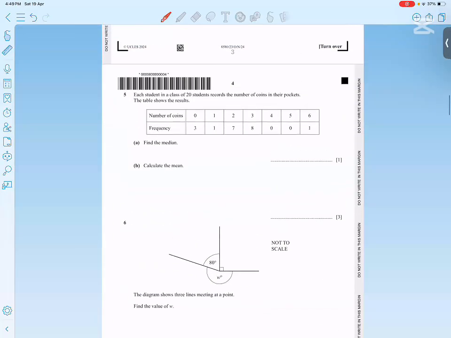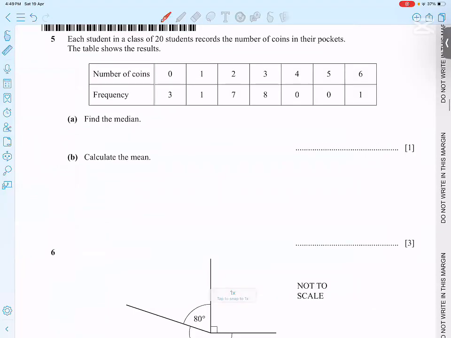Question number 5, first of all, I'm doing question 5 now. So what is question 5? Each student in a class, 20 students are recorded. Total, it means if you add them all, so total n is 20, because he said 20 students record the numbers of the coins they have. Okay. So 3 students have no coin at all. 1 student has 1 coin. 7 students have 2 coins like this.